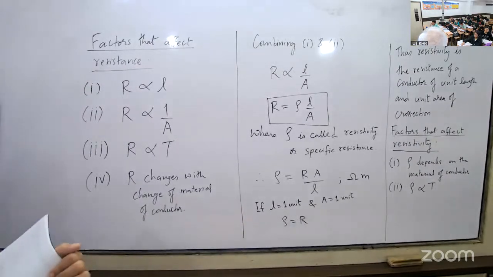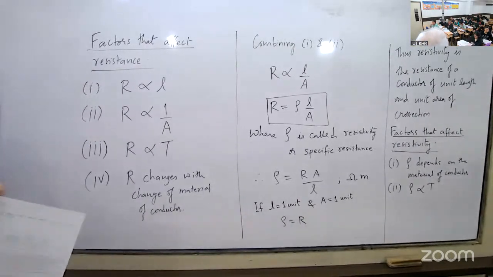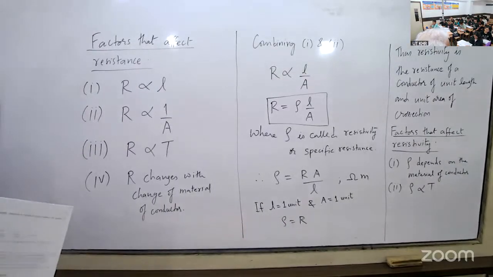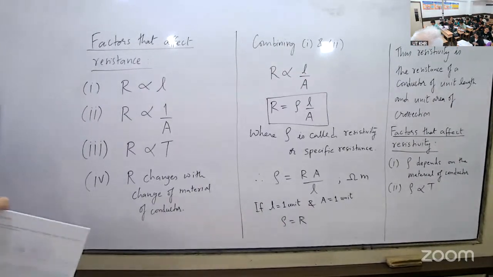Then you can see insulators like wood, glass, etc. The resistivity is very high. You can compare it for yourself. Is that clear?